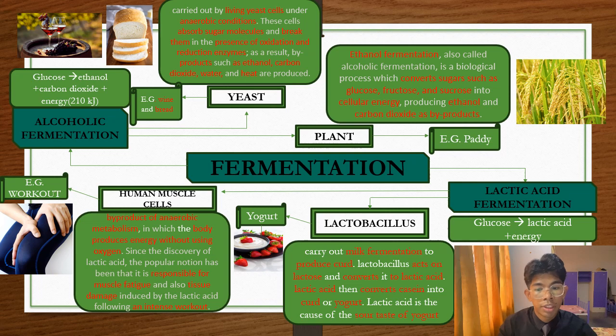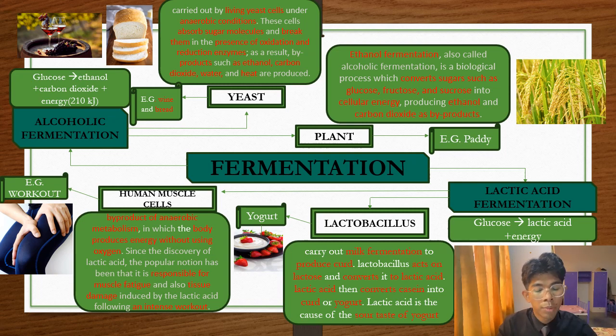Alcoholic fermentation is the process in which glucose breaks down into ethanol, carbon dioxide, and energy. For example, it happens in yeast. It is carried out by living yeast cells under anaerobic conditions. These cells absorb sugar molecules and break them down in the presence of oxidation and reduction enzymes. As a result, byproducts such as ethanol, carbon dioxide, water, and heat are produced.